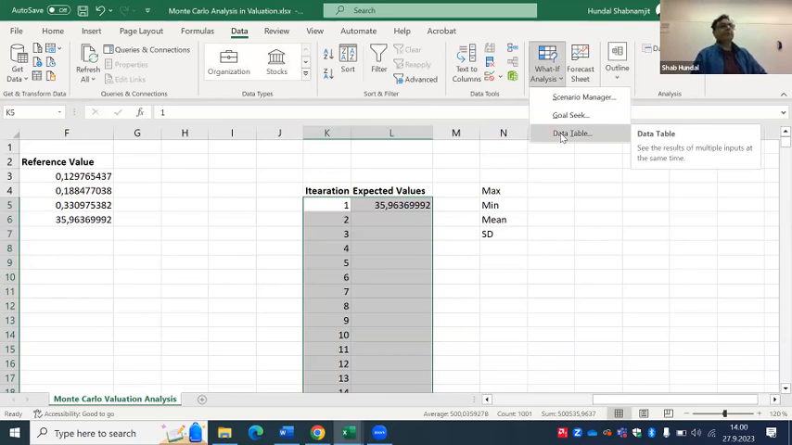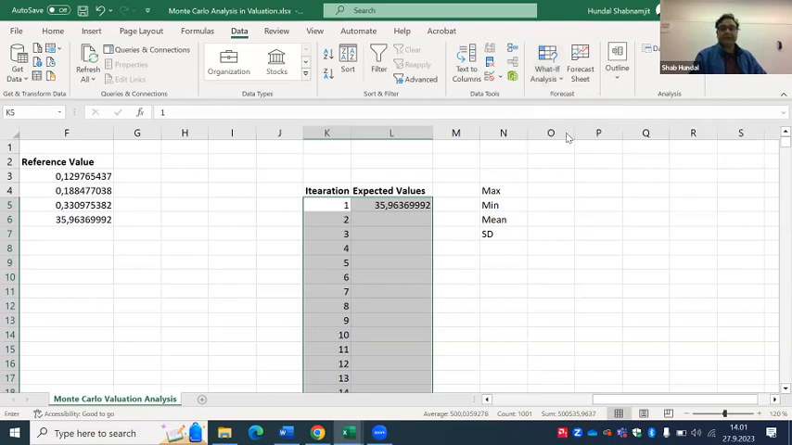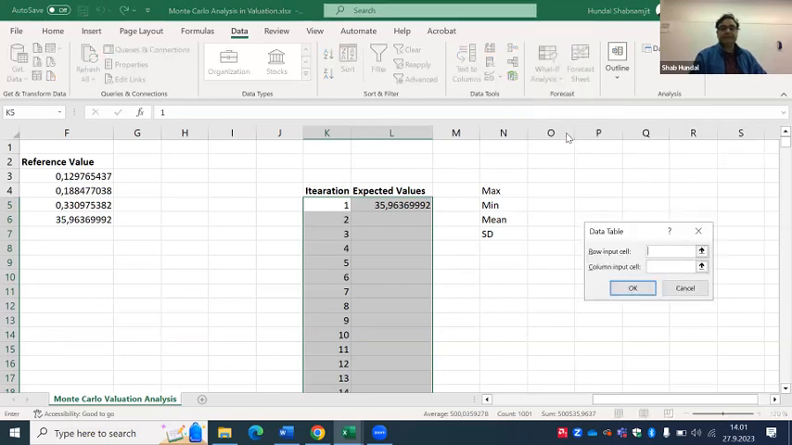So I repeat, select, everything should be gray. When you select it, everything will be gray except the first iteration. And then click data. In data, go to what if. What if has a drop-down menu. And here there is a data table. Click this. It says row input and column input.